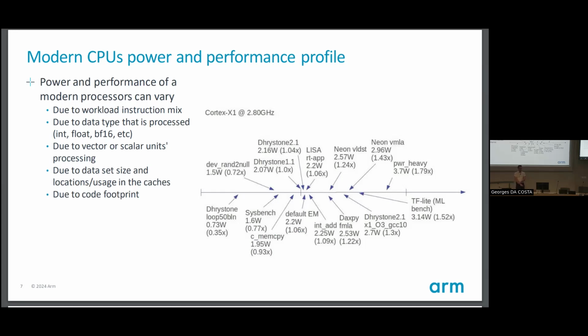It's also dependent on the data set size, if it's fitting the cache or if the cache is utilized by some other core as well, or due to the core footprint. So as you can see, this is one frequency only, so one OPP, but the power will be very different.